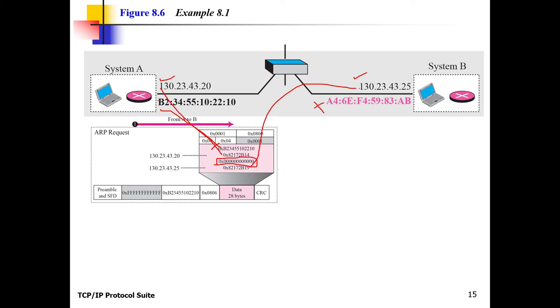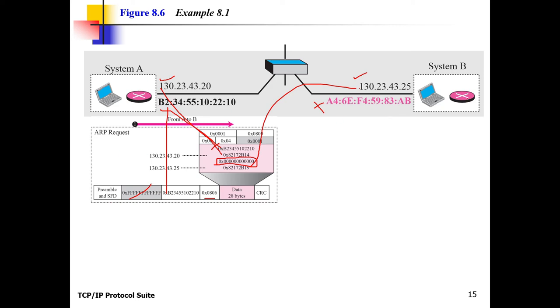And this packet, is it unicast or broadcast? Broadcast. That's why we have all Fs here. That's a broadcast address, so the destination is a broadcast. What is the source address? It is the B2 here. That's the source address. And because it's an ARP, the type will be 0806. And this is the data, this is the CRC, cyclic redundancy check for the integrity, and this is the preamble and SFD for synchronization. Finito.